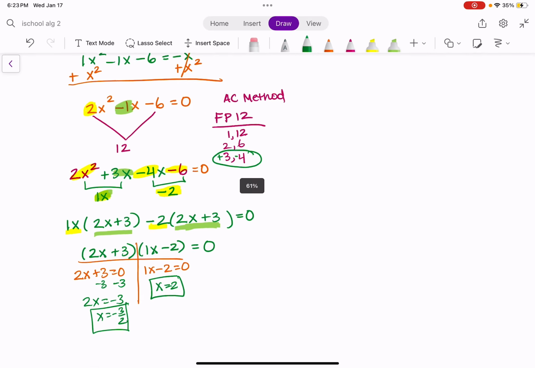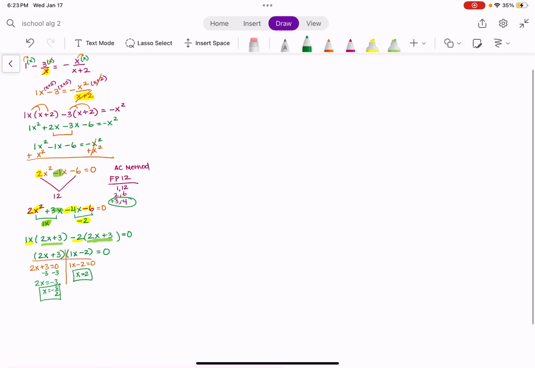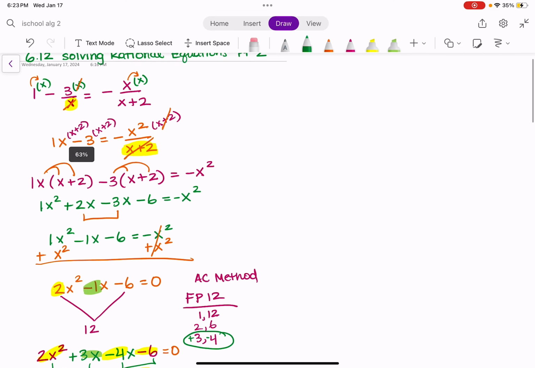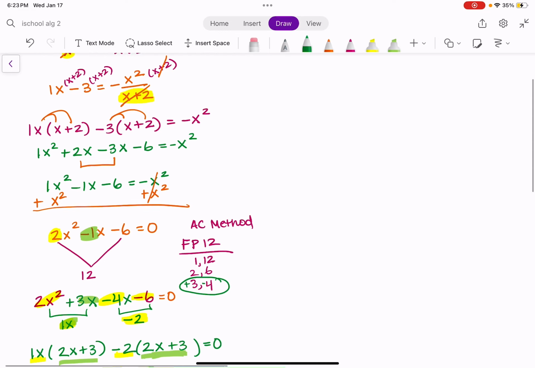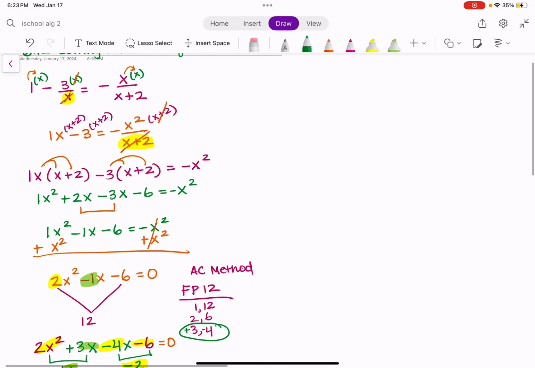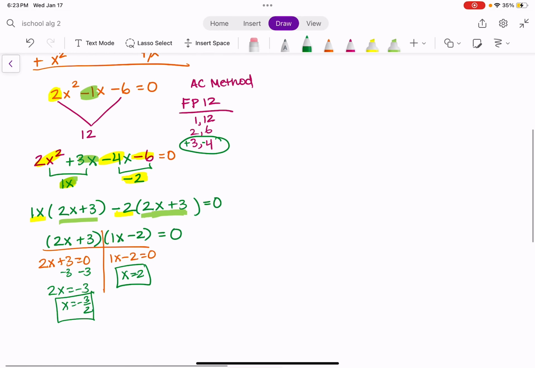Again, go back to the original problem. I know it was far up, but our denominators were x and x plus 2. So both of these solutions work because neither of them make a denominator 0. Okay?